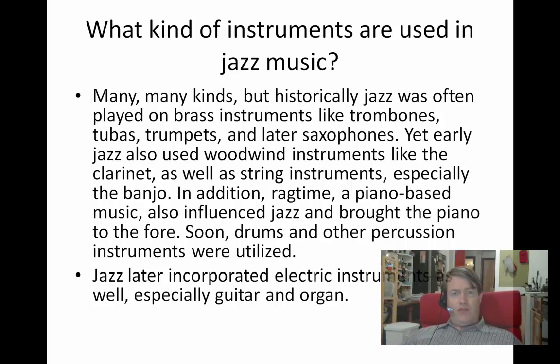Also, some stringed instruments have been used in jazz. Early on, especially, the banjo was used as a rhythm instrument in a lot of early jazz. Later, the guitar, electric guitar, became a part of jazz. And soon enough, drums and other percussion instruments were also utilized. Once electric instruments became invented, jazz musicians were interested in them and did amazing things on the electric guitar and on the organ especially. Charlie Christian is maybe the premier jazz electric guitar player.